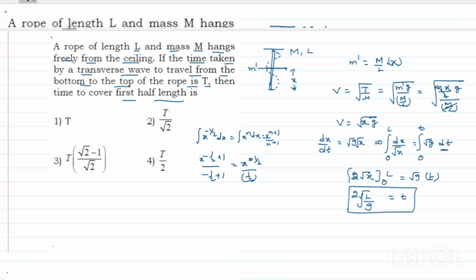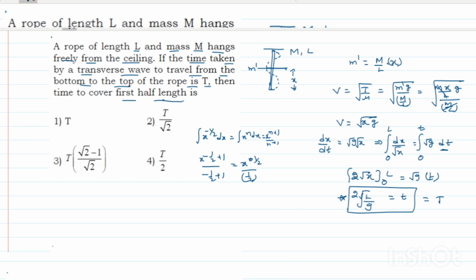So this is the basic formula, right? The time taken to move from one end to the other end. Here it is given that if the time taken by the transverse wave to travel from the bottom to the top is given as t, then we need the time taken to cover the first half of the length.